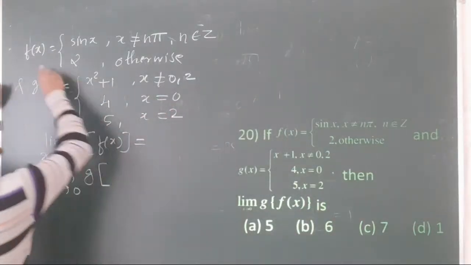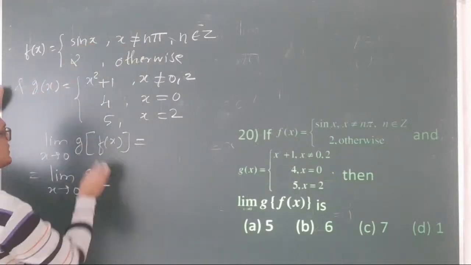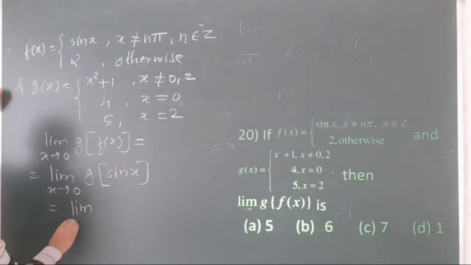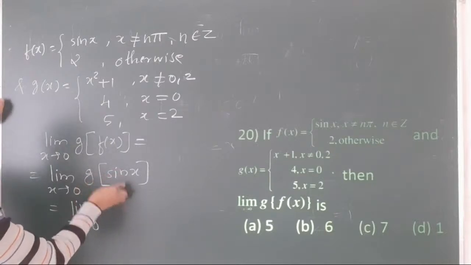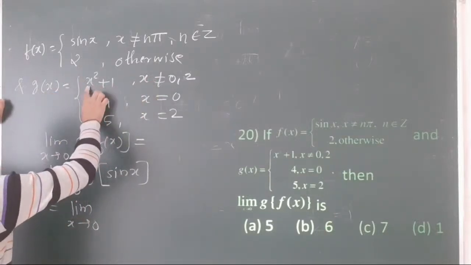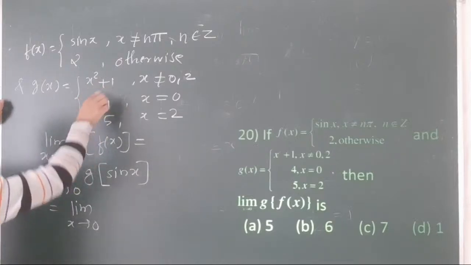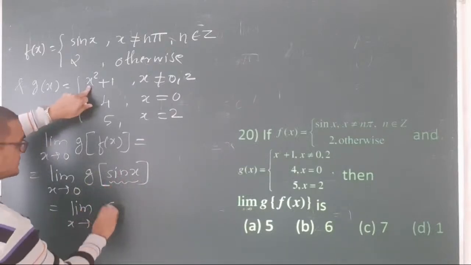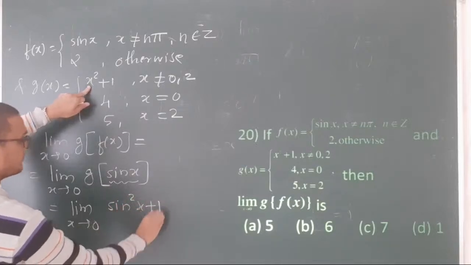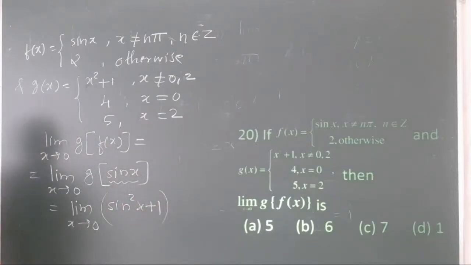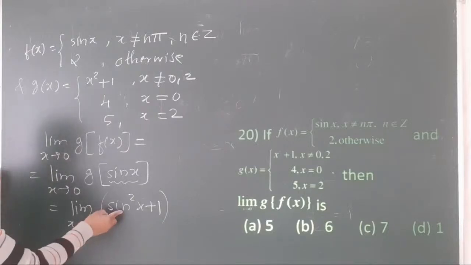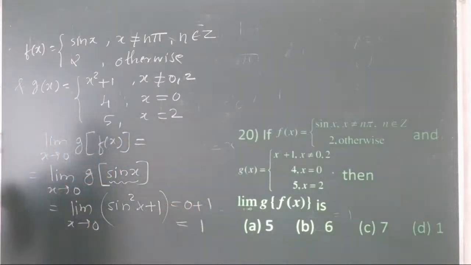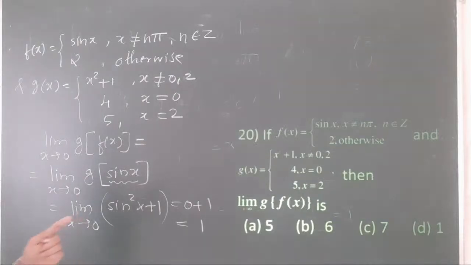Okay, so therefore here I am going to take f of x is what? Here x is not equal to 0, therefore the function is sin x, which is equal to the limit x tends to 0 of g of sin x. What is g of x for x not equal to 0? It is x square plus 1, but in the place of x, I am having sin x. So here you can substitute, that is sin square x plus 1. Then if I substitute the limit as x tends to 0, sin 0 is 0, what is left? It is 0 plus 1 is equal to 1. So therefore option D is correct.